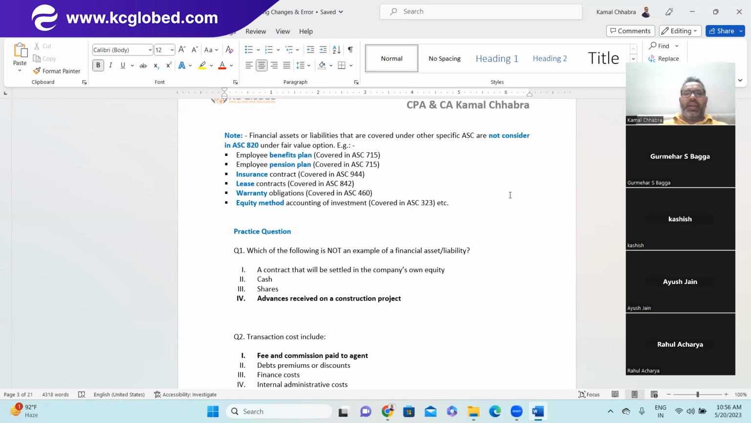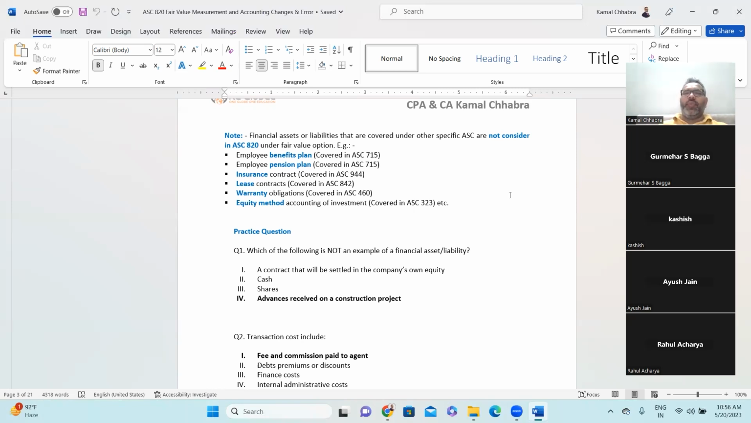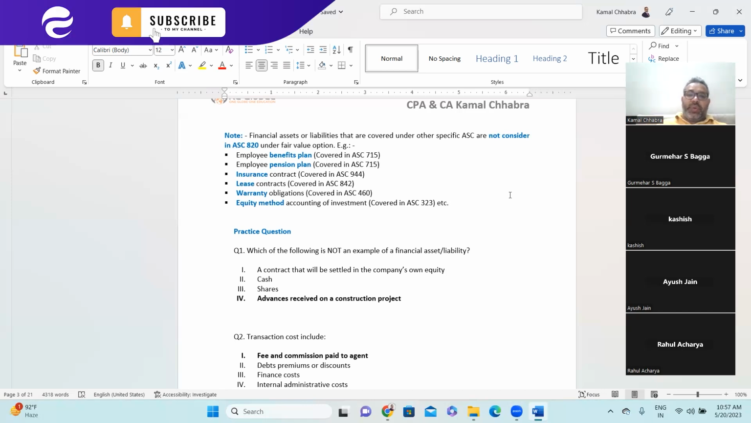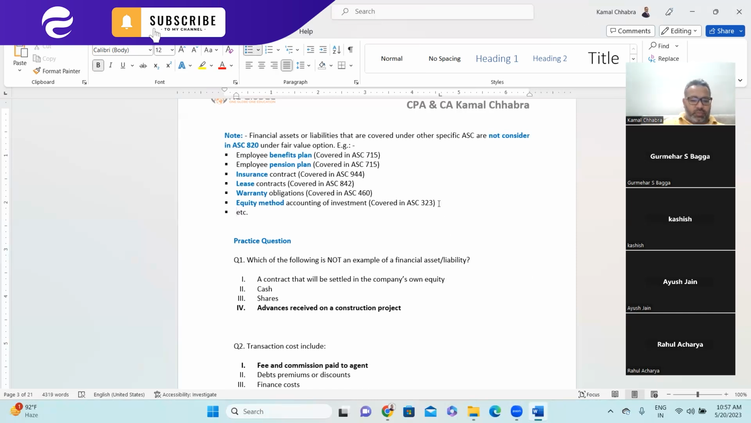Same way, ASC 820 would be used for financial fair value measurement, right? But if there is certain accounting standard codification which has already been provided, then in that scenario, ASC 820 will not apply to them. For example, employee benefit plan comes under ASC 715, employee pension plan also ASC 715, insurance contract 944, leases contract 842, warranty obligation 460, equity method of investment 823, and I would say revenue recognition also.